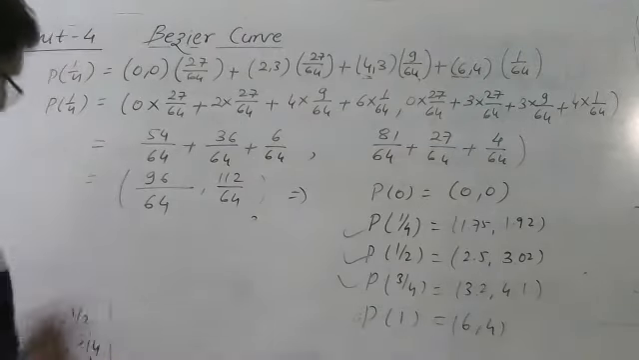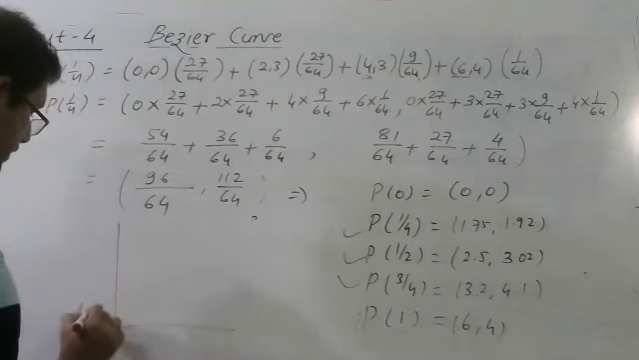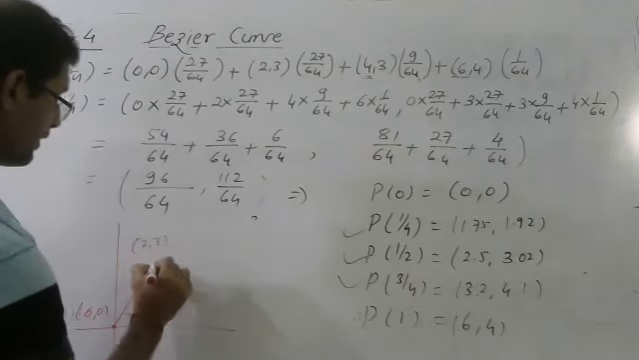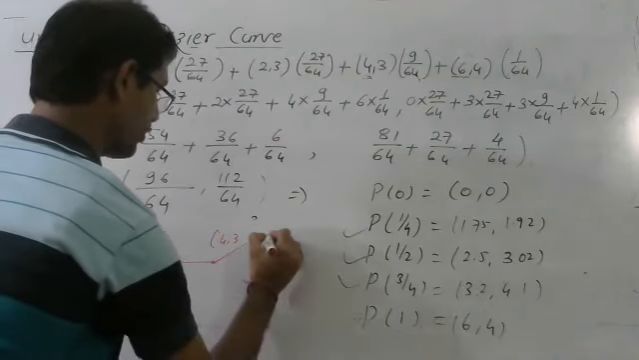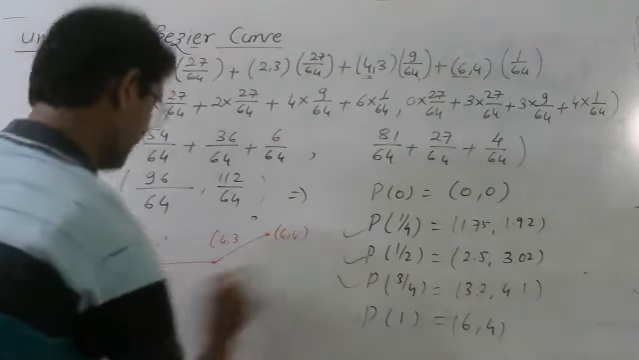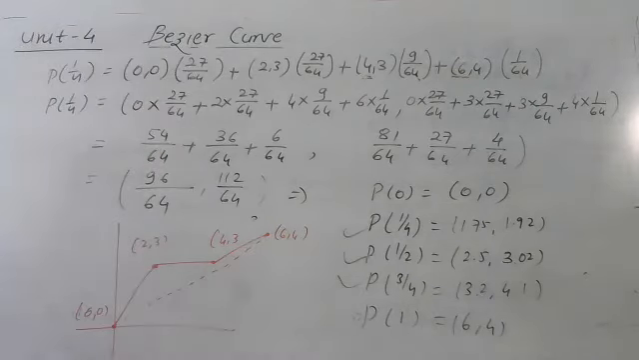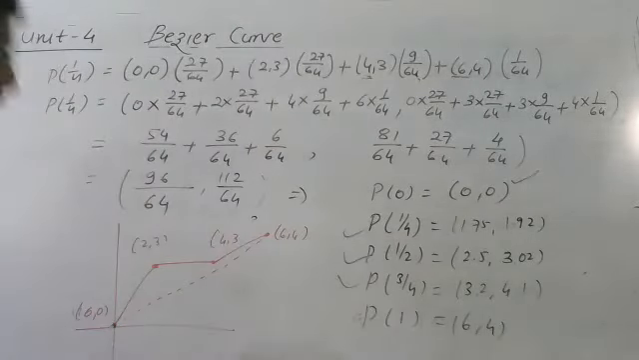How can we generate this curve? This is the (0, 0) control point. This is another control point (2, 3). This is another control point, that is (4, 3). And this is another control point that is (6, 4). And this is our convex hull. After connecting all the control points, we will get the convex shape. The curve's first point is (0, 0).